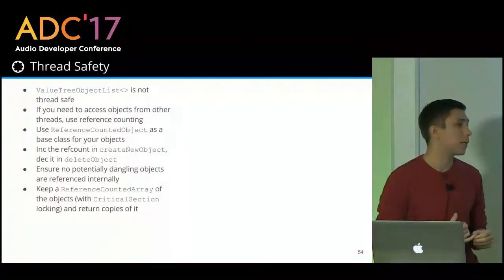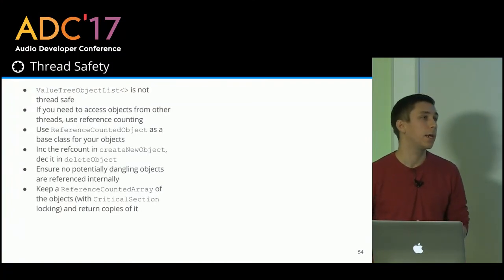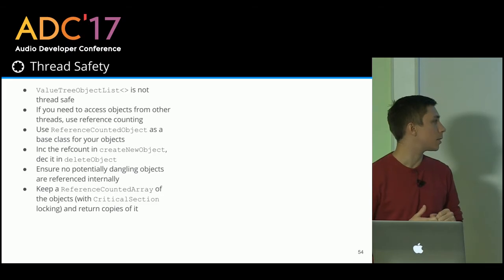An alternative to incrementing and decrementing the reference count is to keep a copy in a reference counted array, and that's going to automatically manage the reference count for you. You can also lock that with a critical section, which means you can then return copies of the reference counted array, and you can do that from background threads, and it's not going to matter because the array is going to be locked.